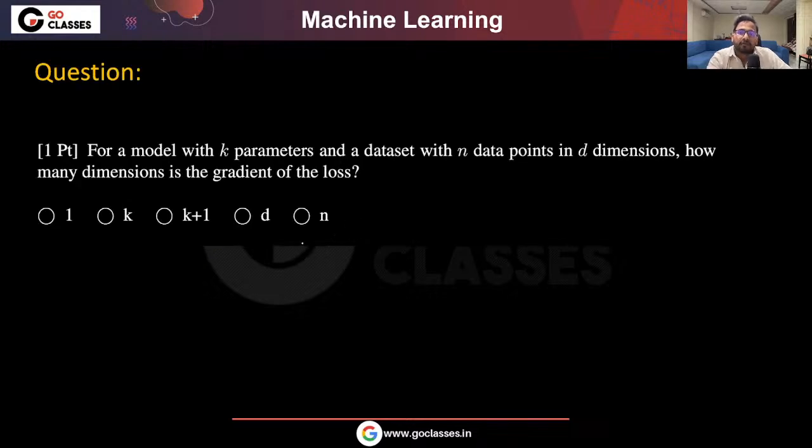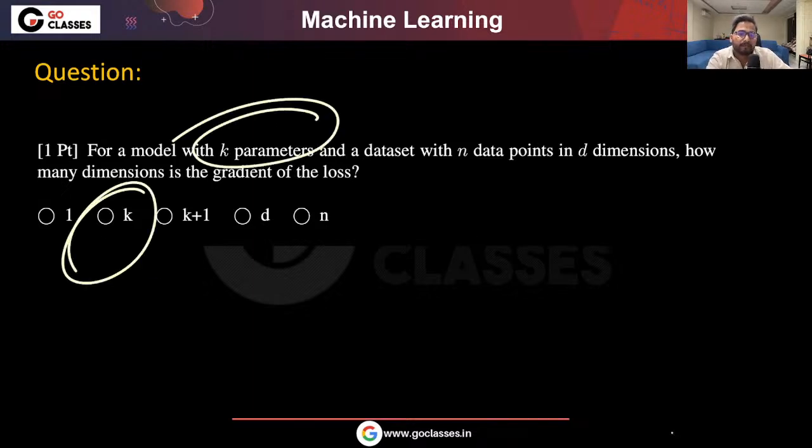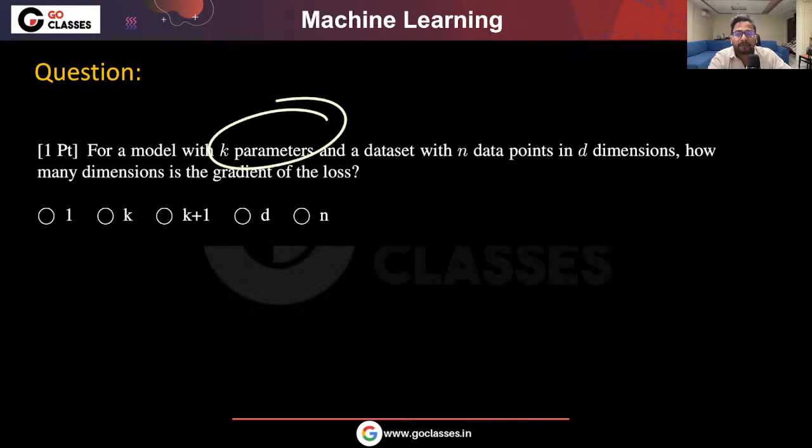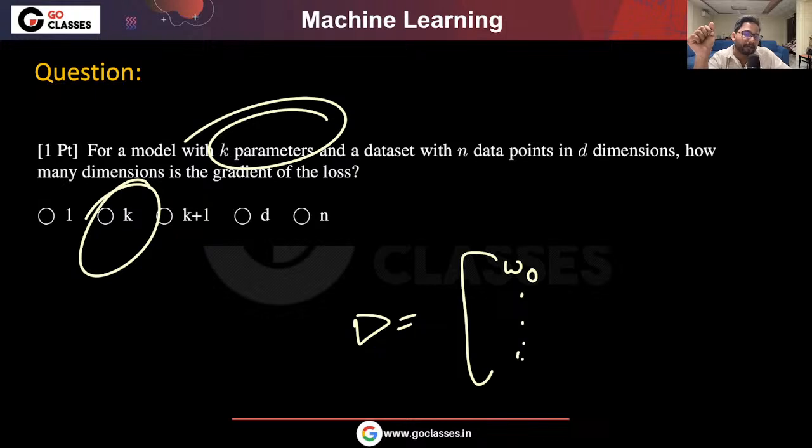Let's just see this. For a model with k parameters, k weight vectors, k weights you have, and the data set with n data points and d dimensions, how many dimensions in the gradient of the loss? That's also easy. Can you tell me? If you are having k parameters, then k, right? There is no other confusion. If k parameters, including w naught, then the gradient will be having k entries. So all the weights will be there. Okay, so k.